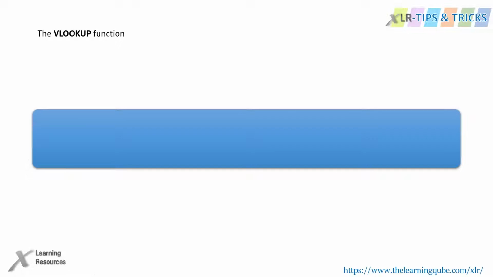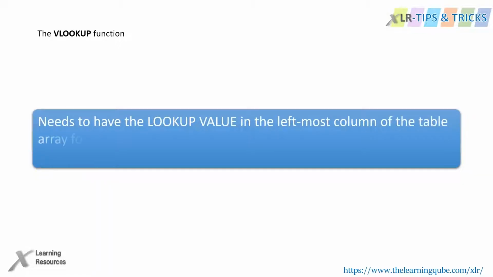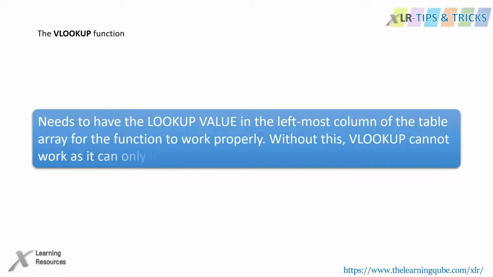Did you know the VLOOKUP function needs to have the lookup value in the leftmost column of the table array for it to work properly? Without this, VLOOKUP cannot work, as it can only look for the lookup value in the leftmost column.